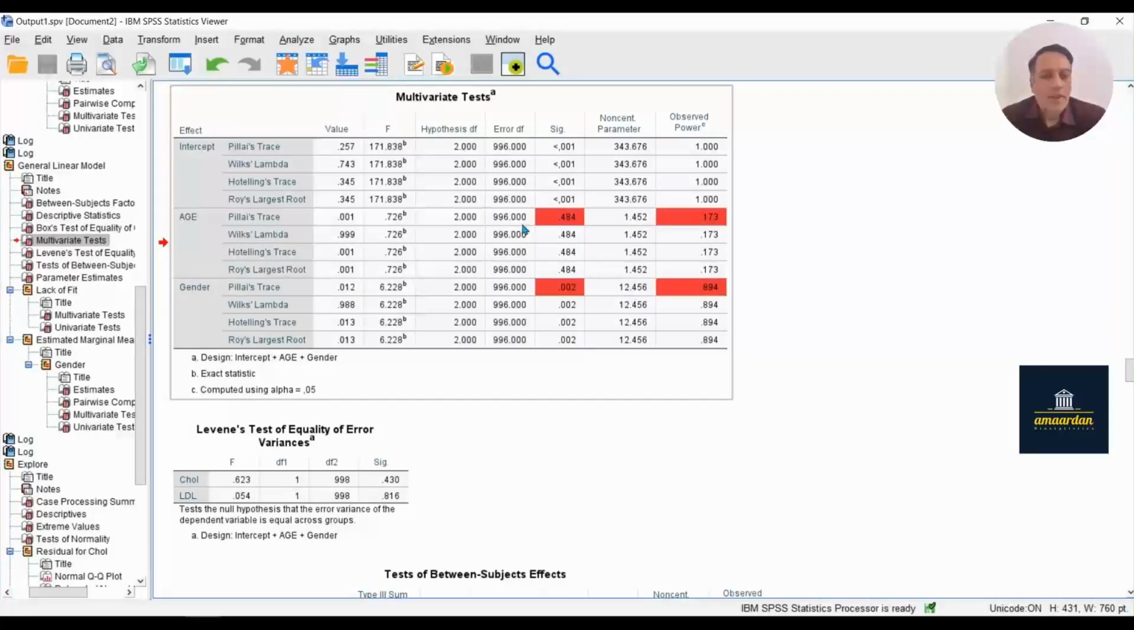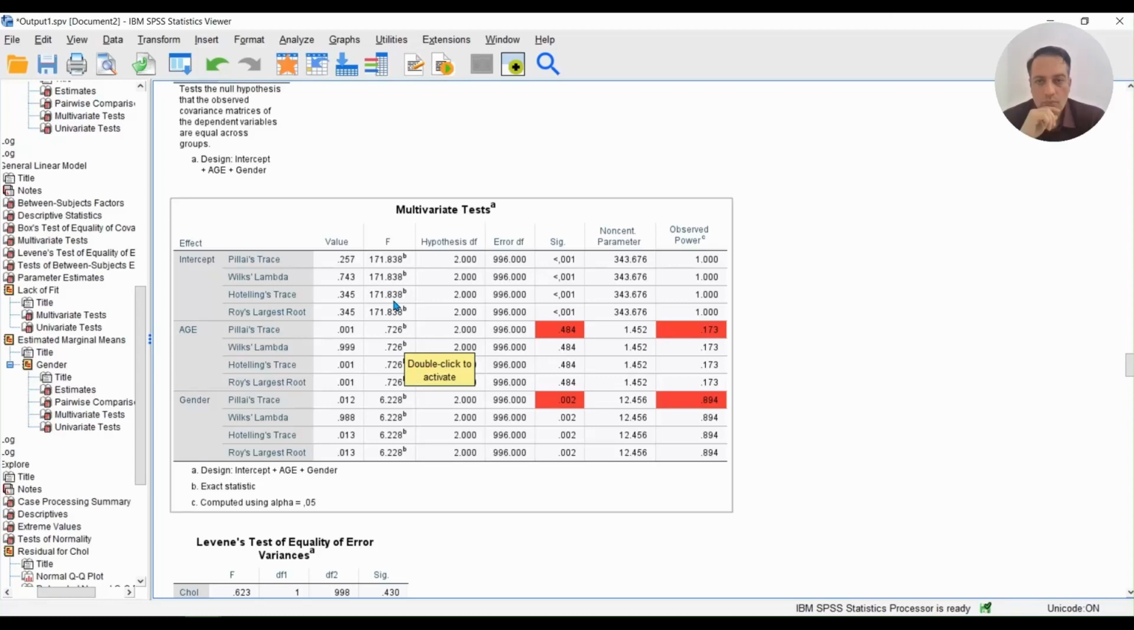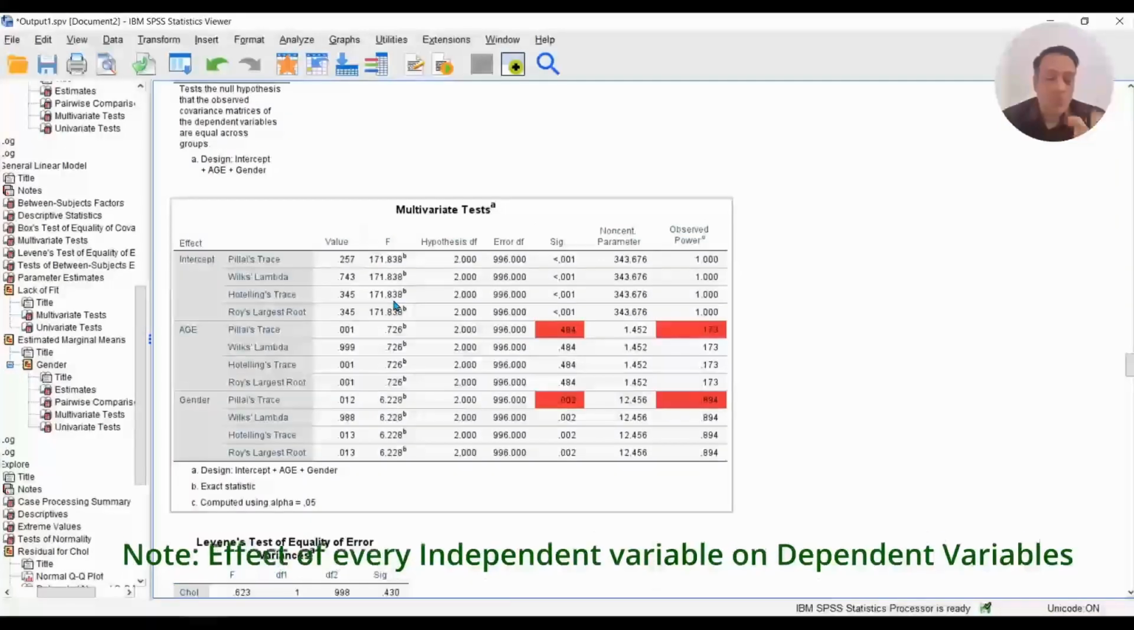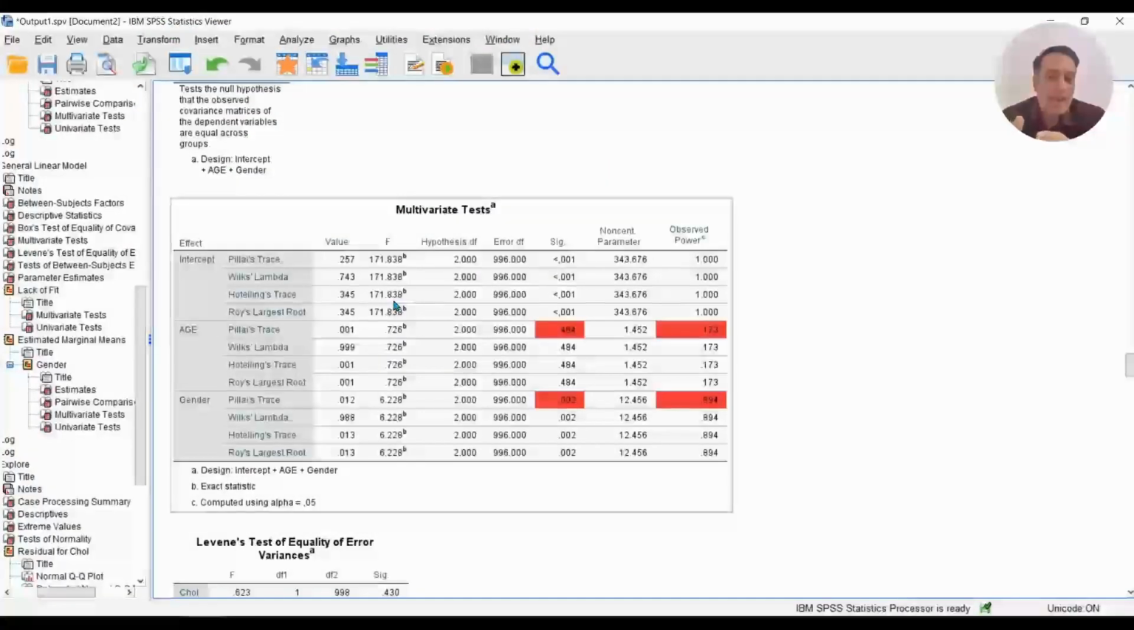Now I conclude about these tables and say that there is a linear and significant relationship between gender and dependent variables, meaning both cholesterol and LDL variables, but there isn't a linear relationship between age and dependent variables. Multivariate tests tables speak about total effects. For example, there is a linear relationship between gender and both dependent variables, and there isn't a linear relationship between age and both dependent variables.